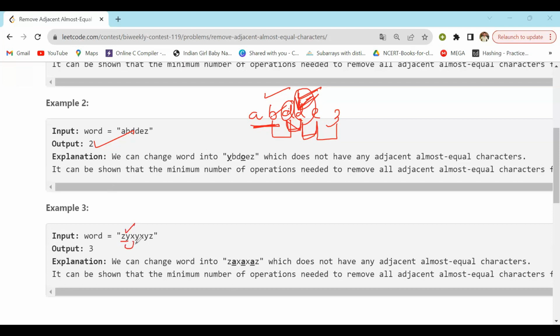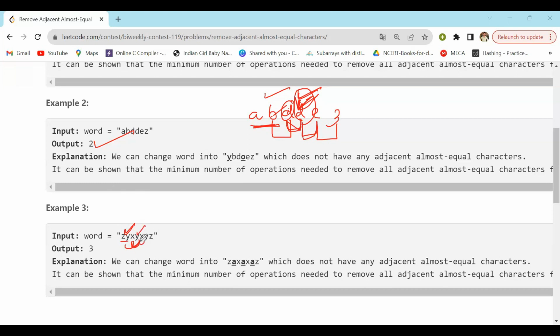Y and X, are they almost equal? Yeah. But which one should we change? Y, because this was already changed before. Fine. Good. X and Y, are they almost equal? Yeah, they're almost equal. Which one should we change, the first or the second one? Obviously the second one, because the first one was never touched. We should never touch the first one.